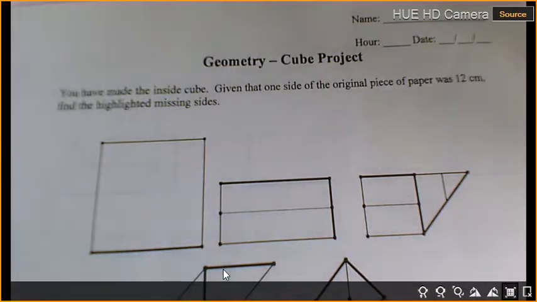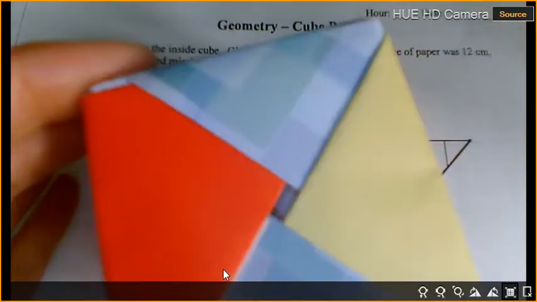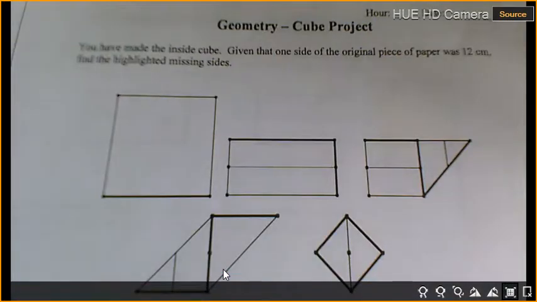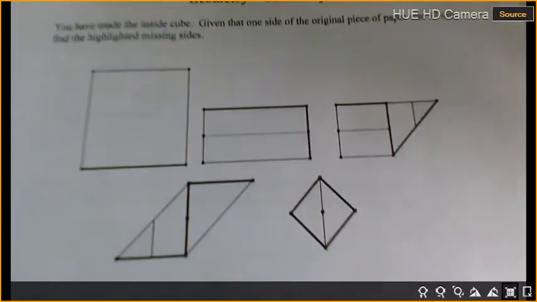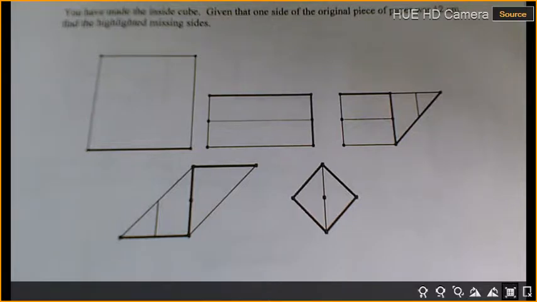We're looking at the cube project today, guys. So this is just one side of our inner cube that we made on Thursday. And so we're going to find the length of it. Now I'm going to tell you right now, you couldn't just get a ruler and measure it because the origami paper is really not 12 centimeters. So we have to actually go through and solve it by doing these.